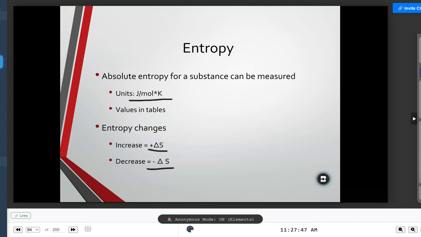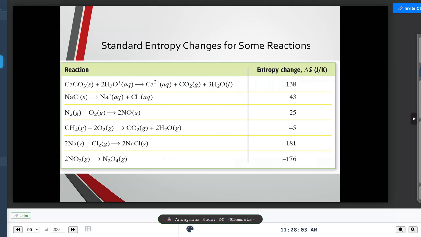So now we have a delta H that we've learned, and that's enthalpy, and we have a delta S now, which is entropy. And we're going to be tying these in a future lecture to something called Gibbs free energy, which is going to be a G that we're going to use. Okay, so joules per mole Kelvin.